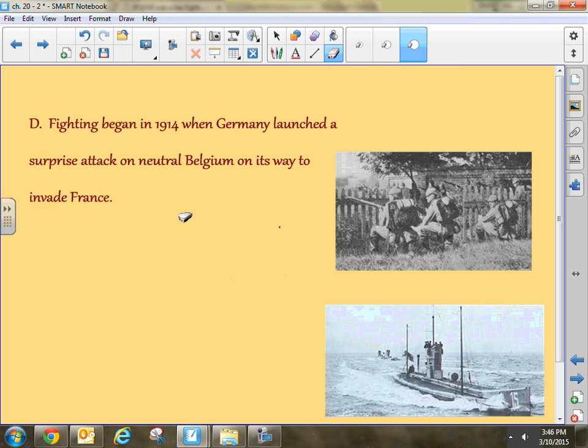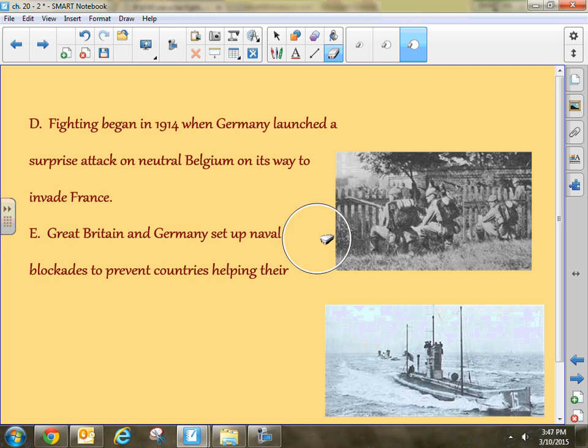Fighting began in 1914 when Germany launched a surprise attack on neutral Belgium on its way to invade France. Because of that system of alliances, Germany ends up invading France, and Great Britain has a treaty with Belgium, so that's how they get into the fighting.